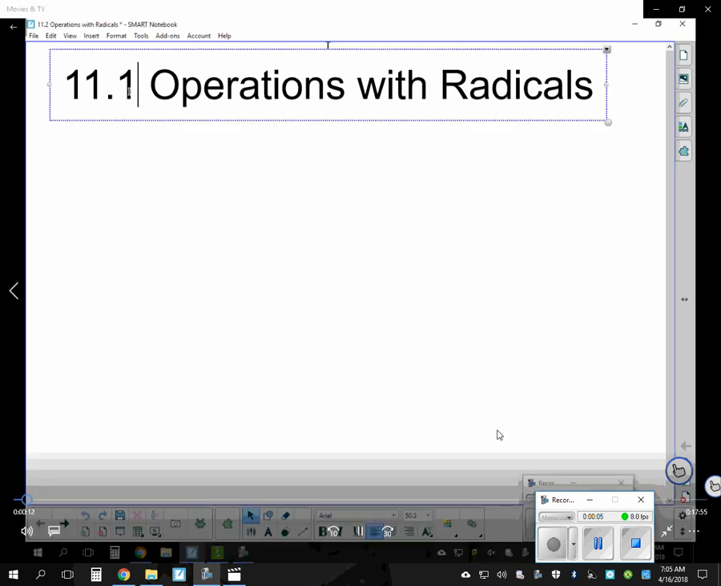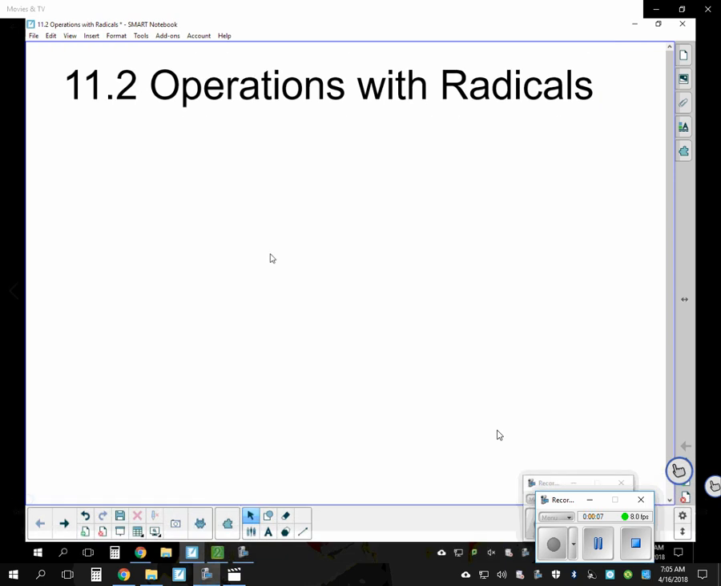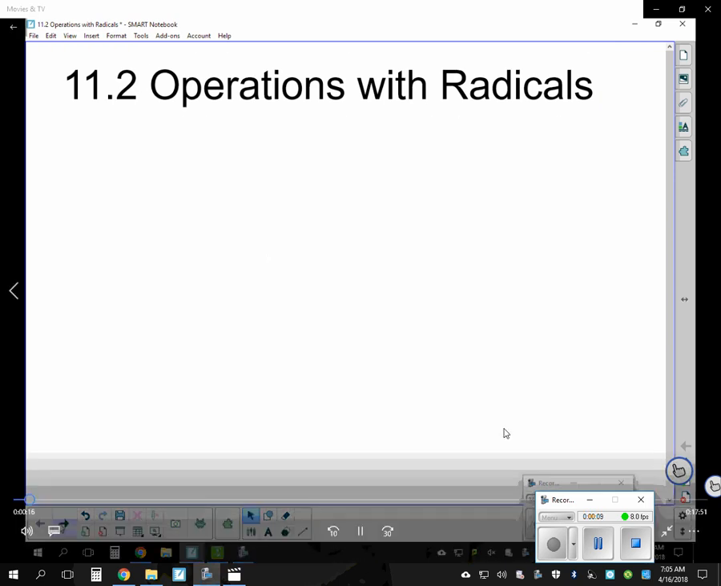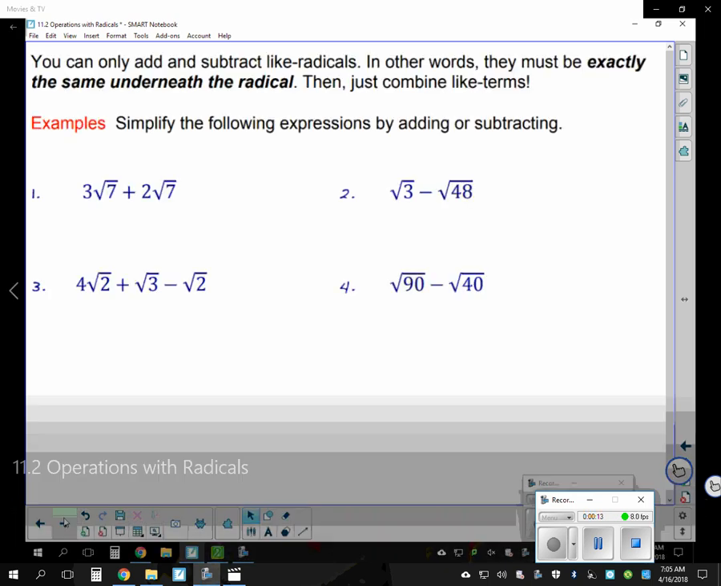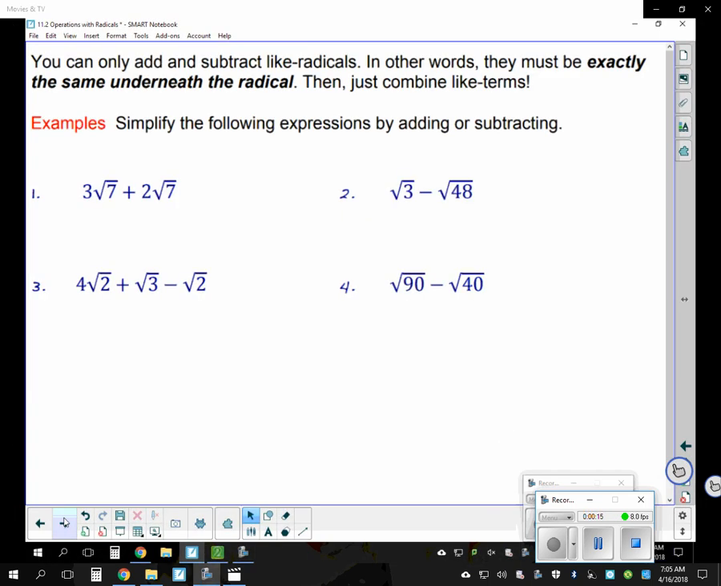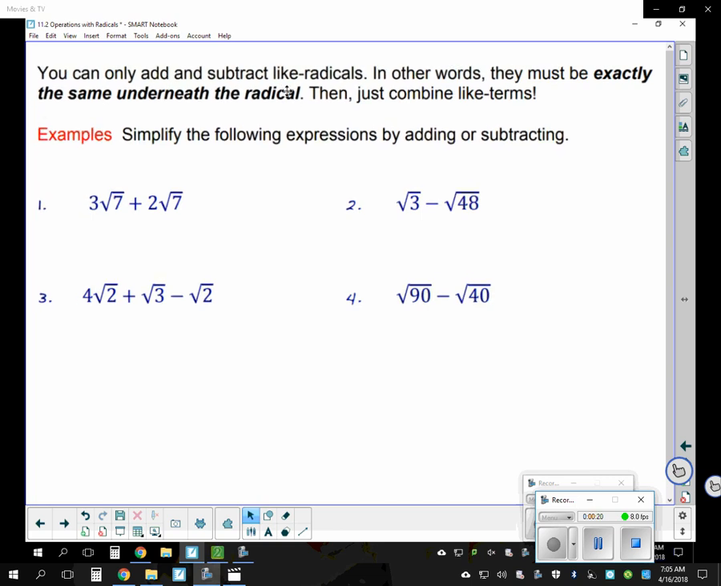Hey guys, we are on now 11.2, operations with radicals, and we're going to start doing adding, subtracting, multiplying, dividing. So first, let's look at adding and subtracting. In order to add and subtract radicals, they must be like radicals. What does that mean? It means they must have exactly the same thing underneath of the radical. It has to be exactly the same. Then you're just going to combine like terms.